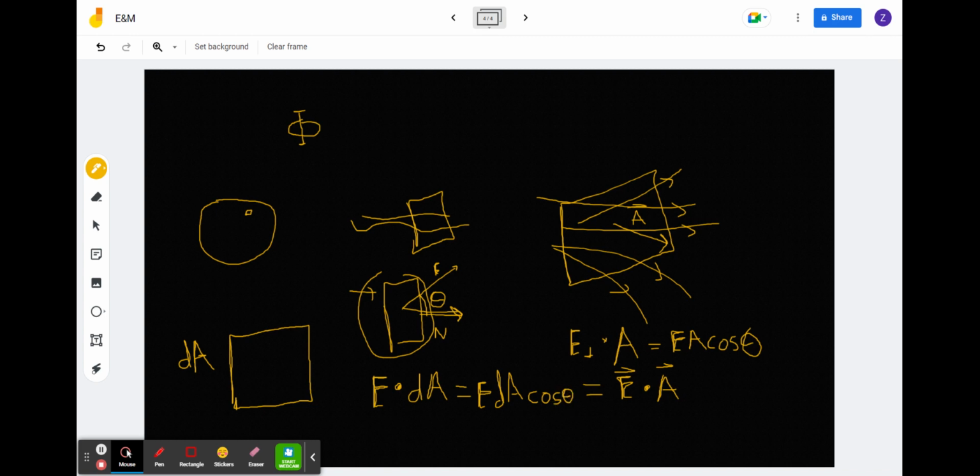And this is just for one small part of the sphere. So what we need to do is add up all these electric fluxes that we've calculated over the entire sphere. This is integration. So electric flux is defined as the integral of an electric field E dot dA, which can also be written as the integral of E cosine theta dA.